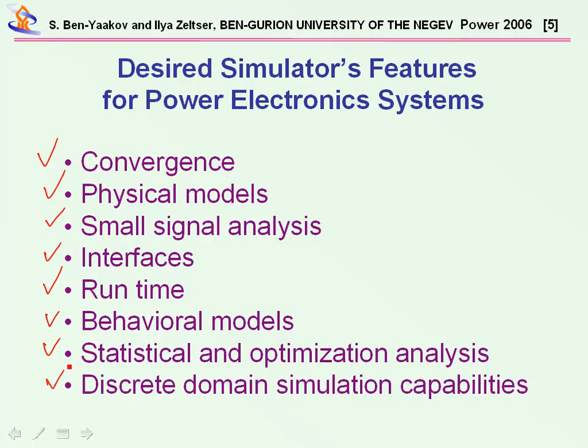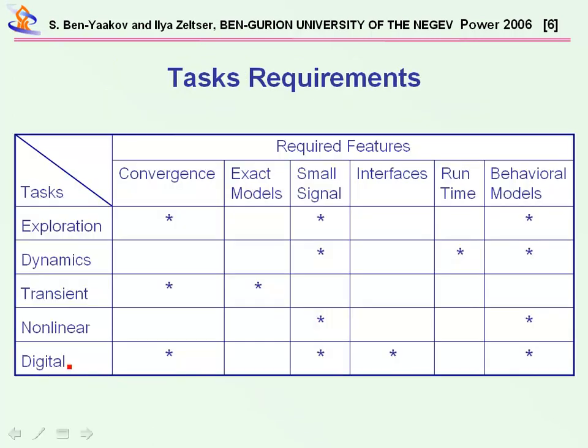And finally, again, is the question of discrete domain simulation. This is important for digital control. We would like to be able to implement a digital control algorithm and see how well it actually controls the system. So taking these into account, we can then map on the one side the tasks that we would like to perform with the simulator and the required features.